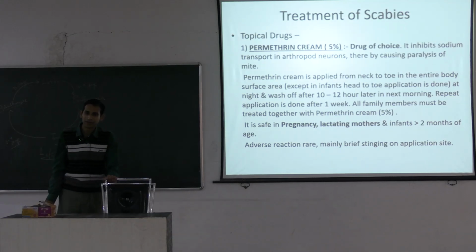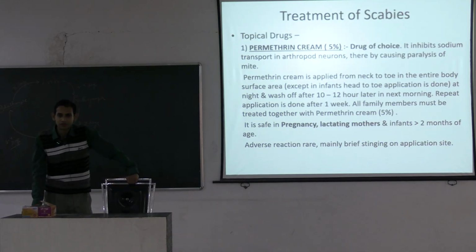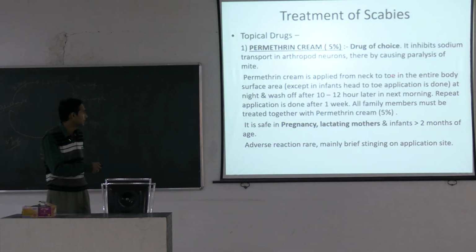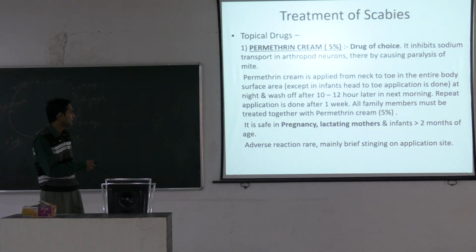It is mainly treated by topical medicine, and the most important topical medicine given for the treatment of scabies is 5% permethrin cream. 5% permethrin cream is considered to be the drug of choice. Please remember it. Permethrin cream 5% is the drug of choice. This is the important aspect.